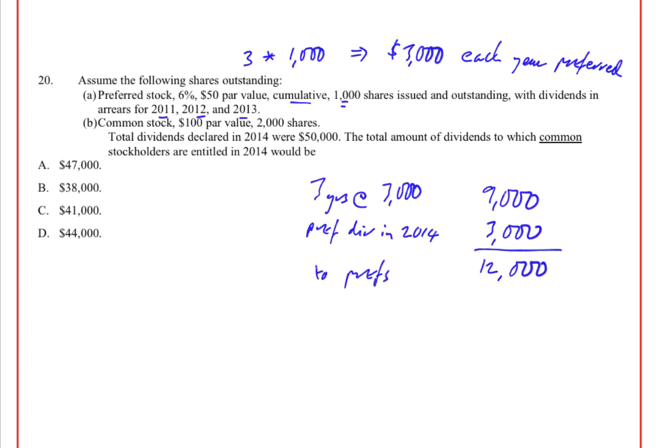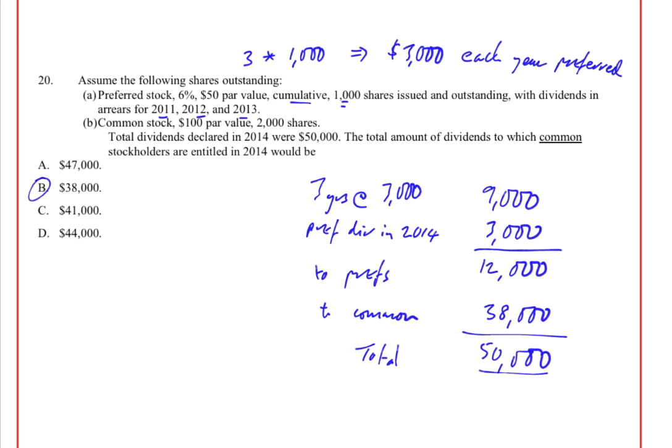We know again the total is 50,000. Of that 50,000, 12,000 goes to the preferred. That leaves 38,000 to the common stockholders. So the answer is B. And that's it.